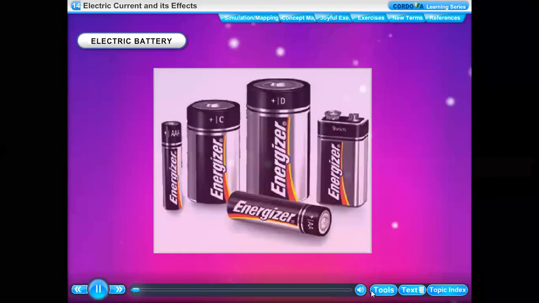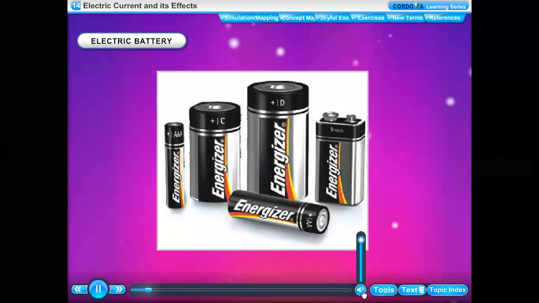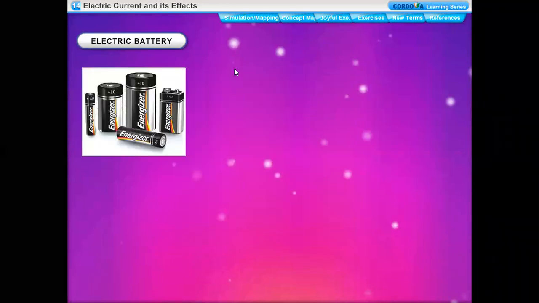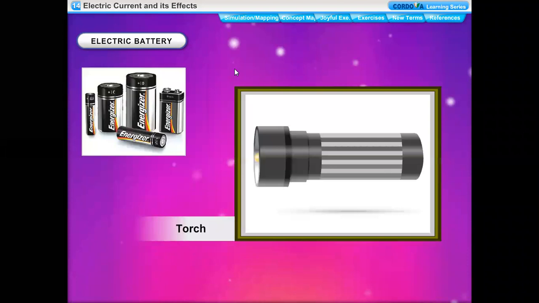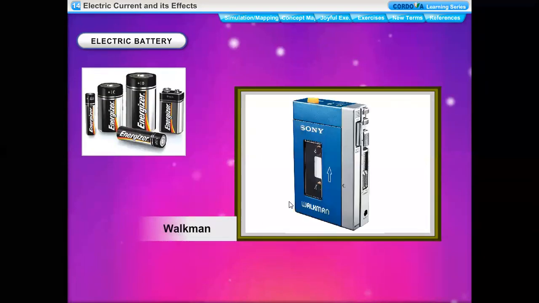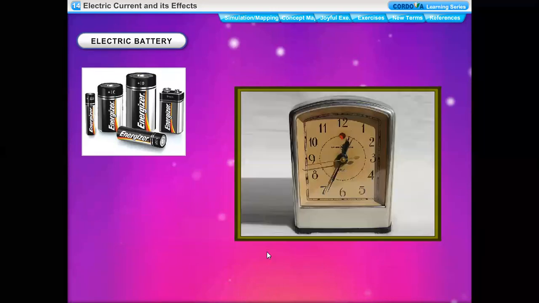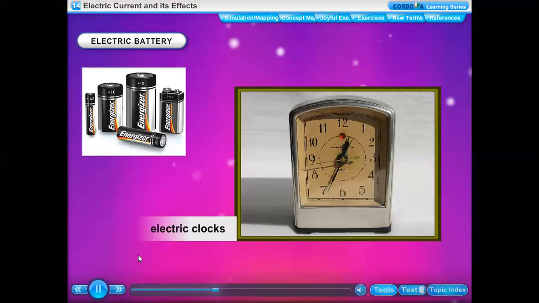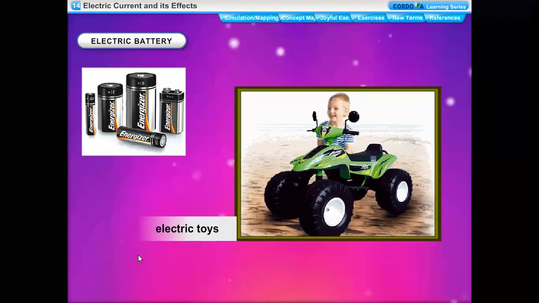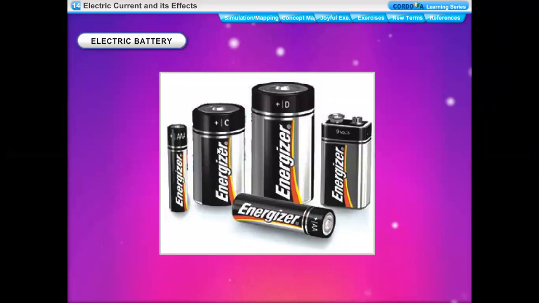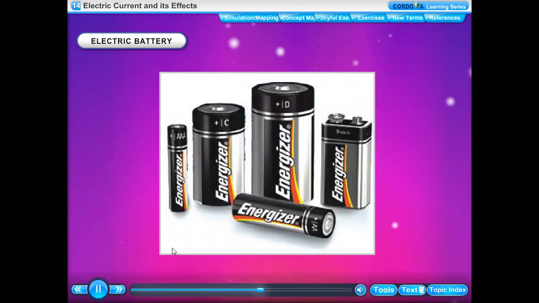The electric cell is a common source of electric current which we use in our day-to-day life, because it helps in running many electrical appliances that we use daily. You can see on the screen electric toys. These are common sources of electric current, that are electric cells.